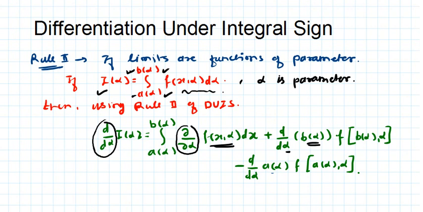See this, what this is? This is nothing but f of x, alpha, but in f of x, alpha you just need to replace this x by the upper limit. Okay, so that will be f of b alpha comma alpha minus derivative of a alpha with respect to alpha into f of a alpha comma alpha. So what this is again? This is again f of x, alpha, but instead of x there is the lower limit of the given integral. Okay, so that's it. This is rule 2 of the DUIS. We will see one example over it.